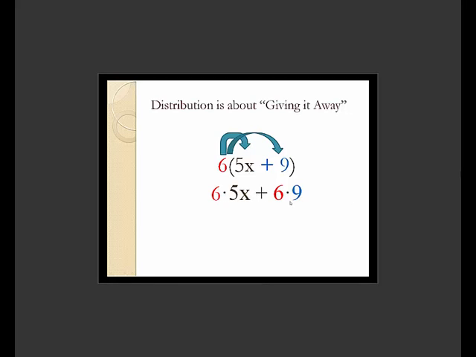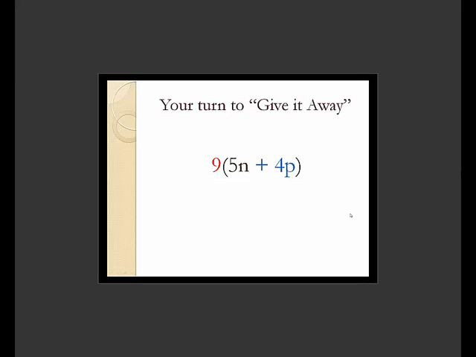All we do is simplify each of those multiplication problems, and we get 30x plus 54. And we're done, because these are unlike terms, we cannot combine them. Okay, it's your turn.